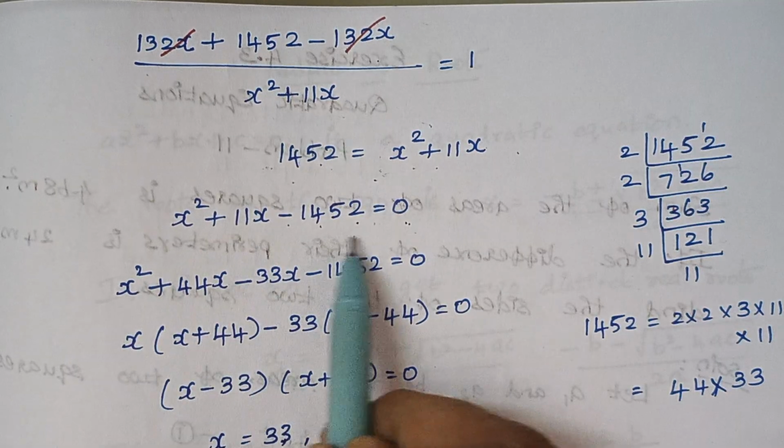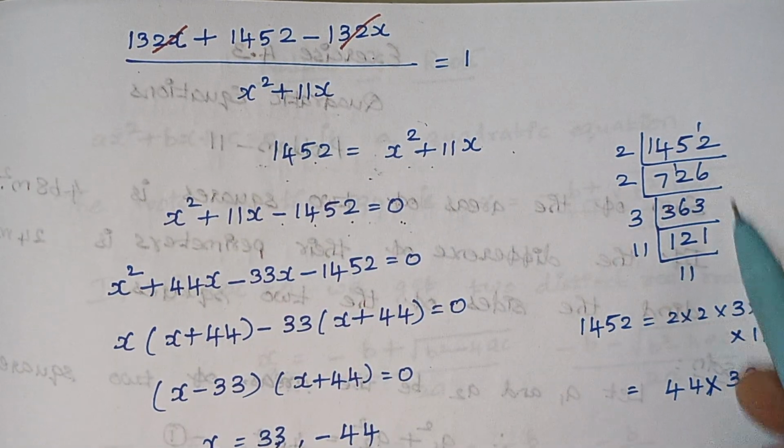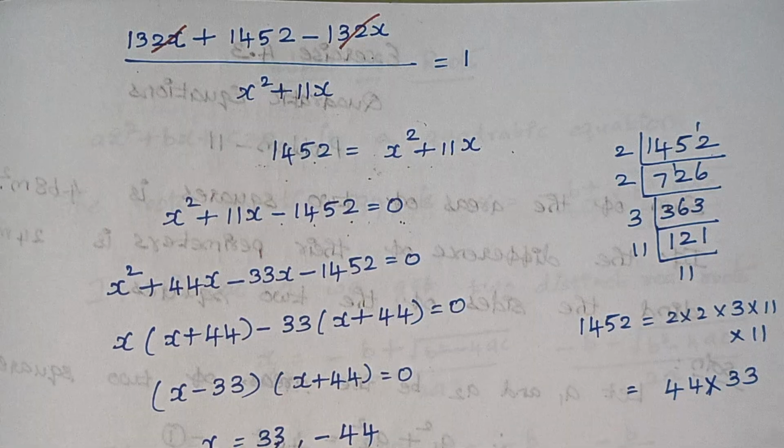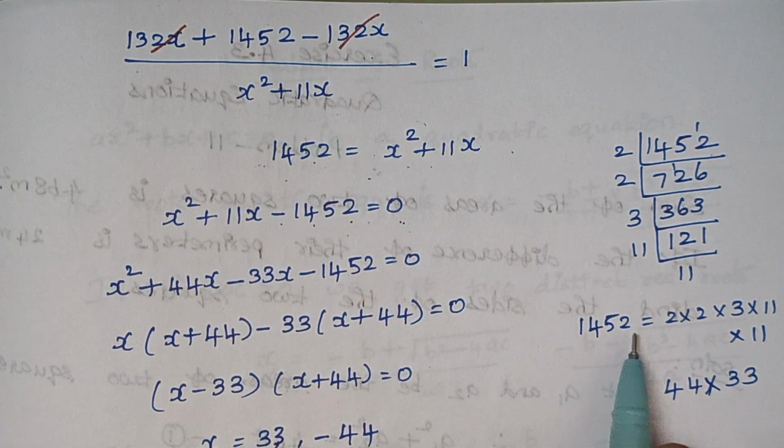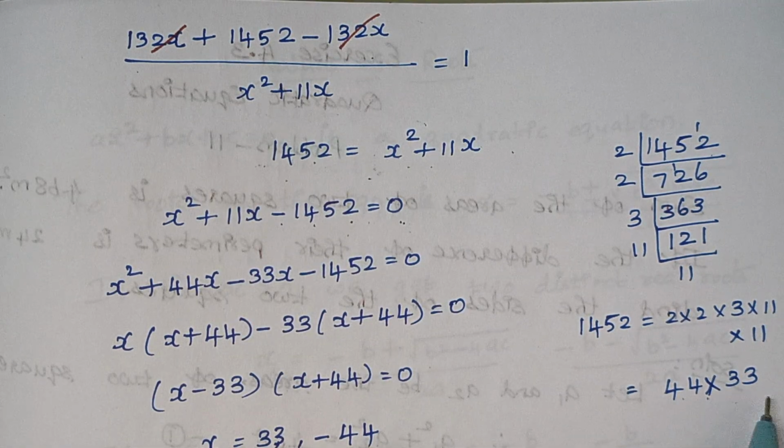We have to solve this quadratic equation. So, here we have done the factors. Finally, this 1452 can be written as 44 into 33.